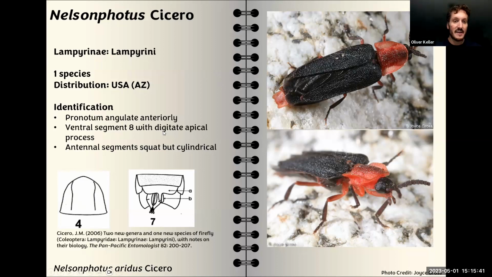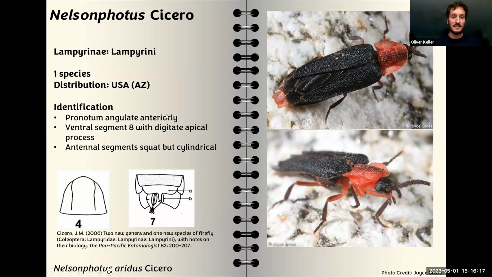Ventral segment 8 has a digitated apical process. So here on that picture with the number 7, what it looks like is a B, where the arrow B points at. There's a little process from that 8th segment, which is a good way to identify this genus. The only other one in the US that has this is Bicellonycha. But as you can see, they look very different. So it should be easy to identify, but not many specimens have actually been caught.